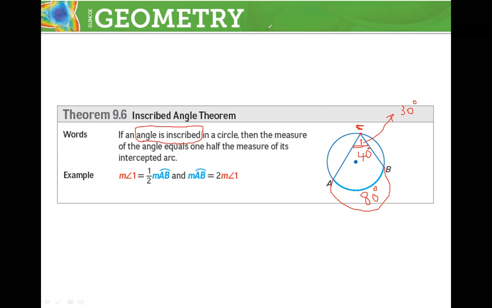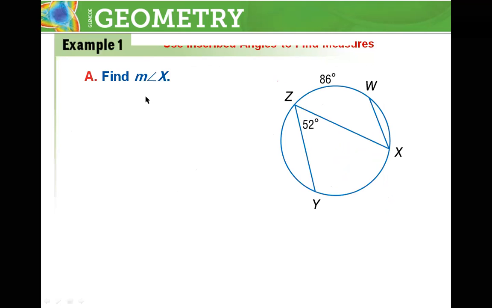Okay, let's go to the first example. We don't have the proof. Okay, Mazen, are you with me? Yes. I need to find the measure of angle x.